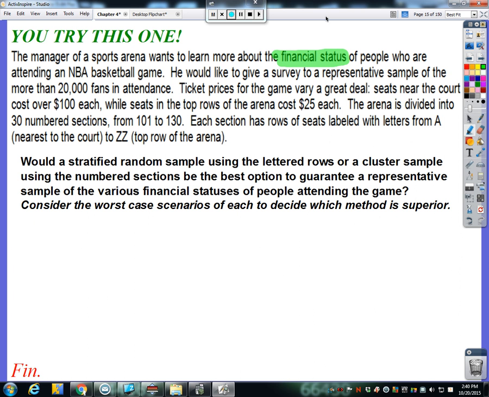One of those two sampling techniques could end up being that you maybe get all richer people, people that sit closer to the court, or you could end up with people who are all in the nosebleeds and their financial status is going to be a lot lesser than others. So just think about if you were to randomly select either stratified rows or clustered numbered sections, which one would you be guaranteed to hit a person from each sample or from each financial status?